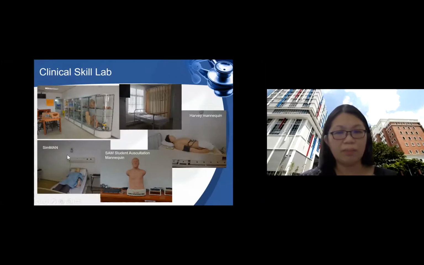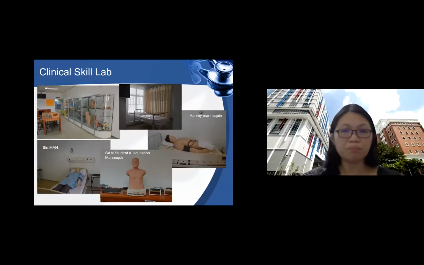We have bought a few mannequins and simulators to help with the students' clinical skill training. We have SimMan, for which we can set different types of clinical conditions, and the students can examine the heart and different aspects, like a simulated patient here. And SAM, the student auscultation mannequin, we have a few in the clinical skill lab. We also have the Harvey mannequin to help with CVS skill training.